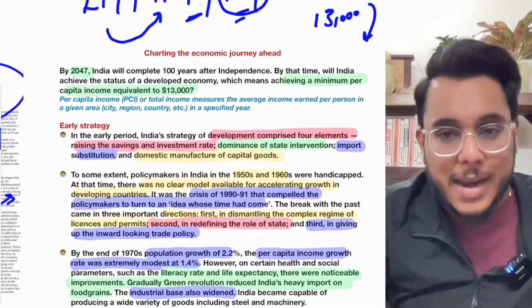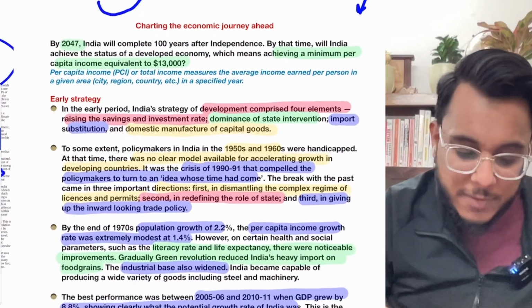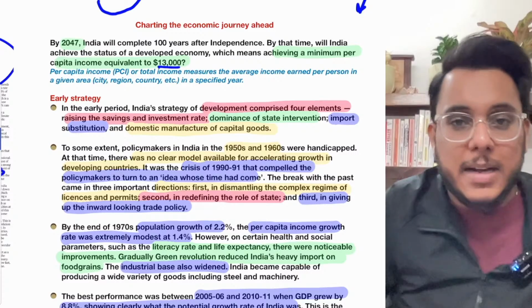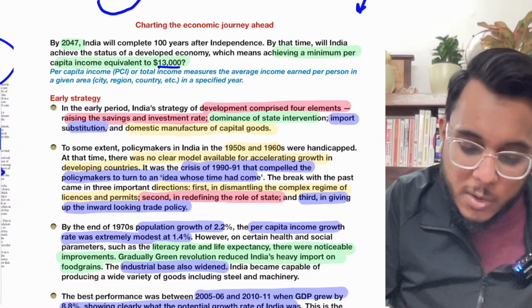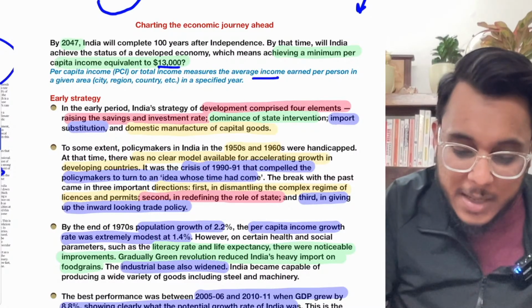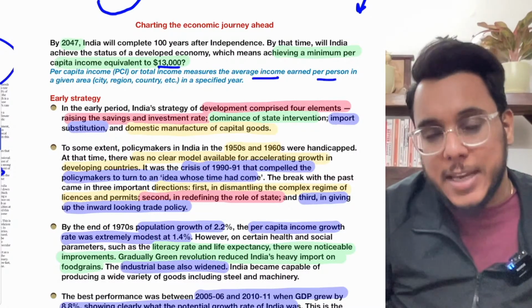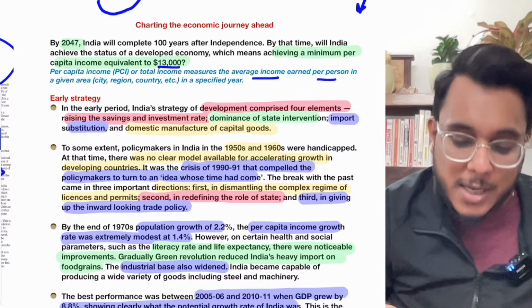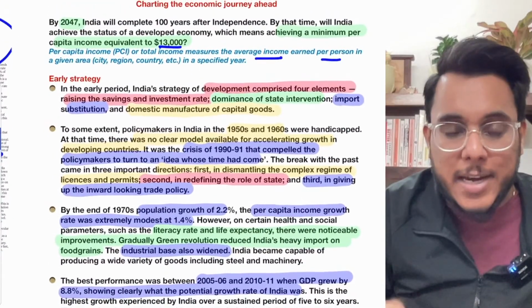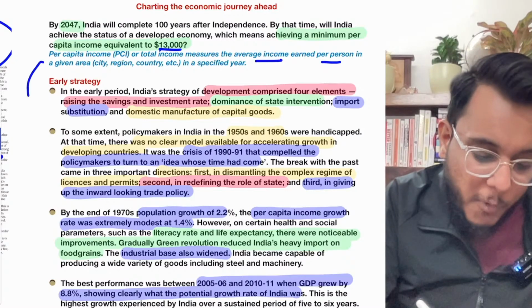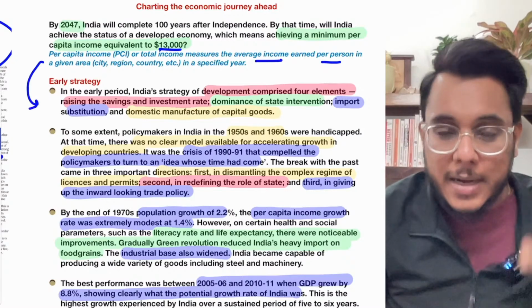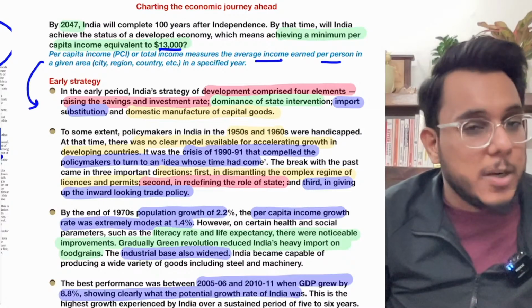Now when we talk about India, India needs to achieve the minimum per capita income of $13,000. What is per capita income? It is the average income that is earned per person in a given area in a given year. So we want to make sure that our per capita income is minimum $13,000 before 2047. So for that particular thing, economic reforms are needed. Now what economic reforms are to be taken up?